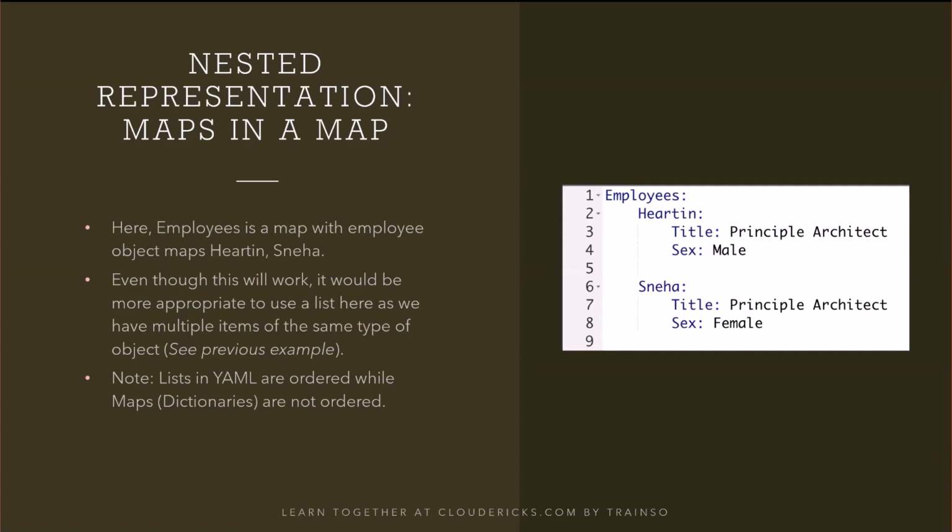Please note that lists in YAML are ordered, but maps or dictionaries are not ordered. Here, if you have another map, employees, with Sneha coming first and Hartin coming second, this one and the other employees map both are the same or equal.